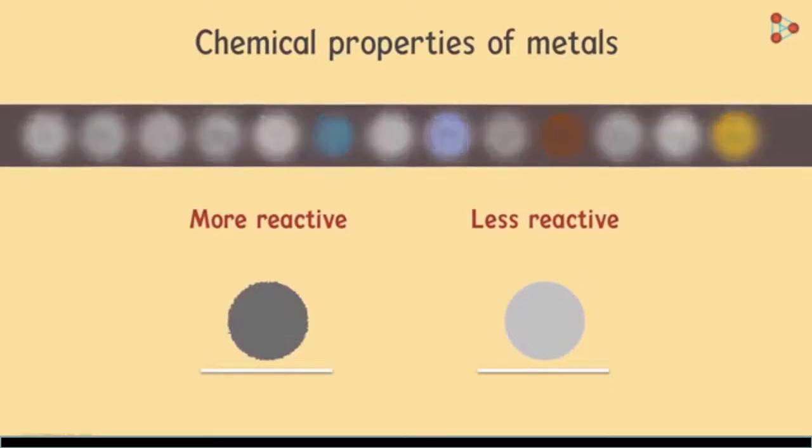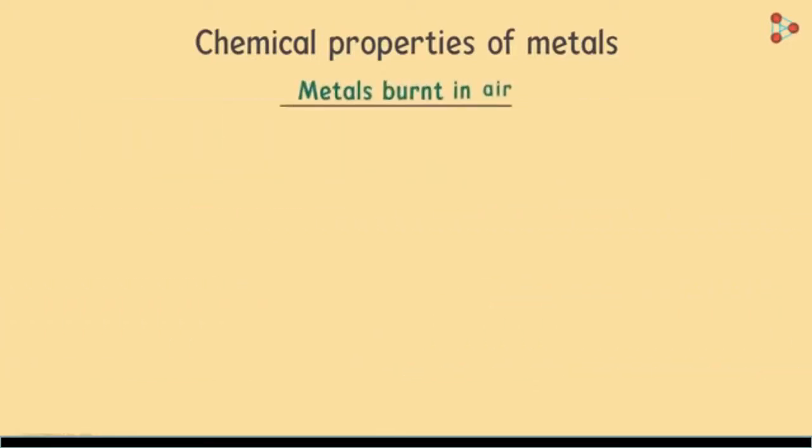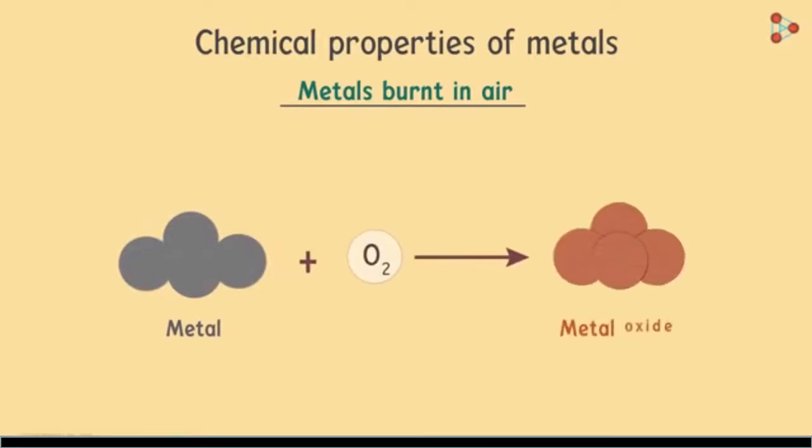Let's focus on the first category. Metals burnt in air. The most important points to note here is that almost all metals react with oxygen to form metal oxides. These metal oxides that are formed are usually basic, but they can also be amphoteric. What do we mean by amphoteric?